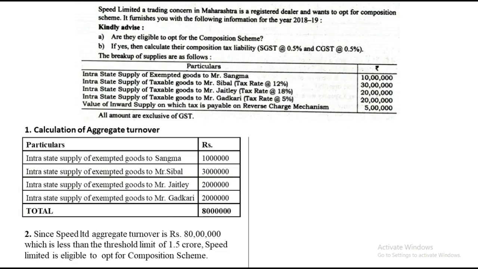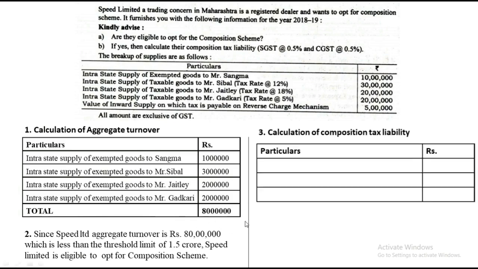Now we need to calculate the tax liability. Again, very simple. Calculation of composition tax liability will be 0.5% on the entire aggregate turnover. We have to find CGST, that is 0.5% of 80 lakhs, which comes to 40,000. Again SGST will be 40,000. So the total tax liability of Speed Limited will be rupees 80,000.